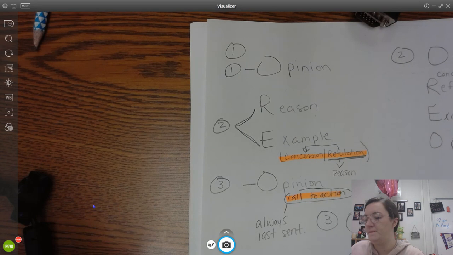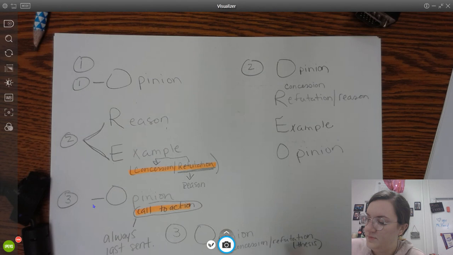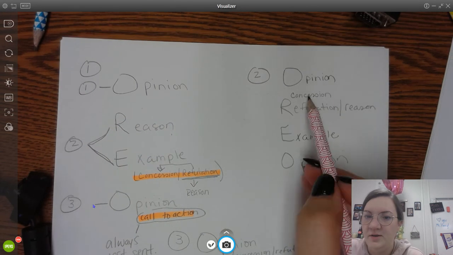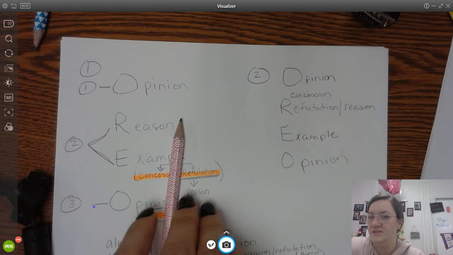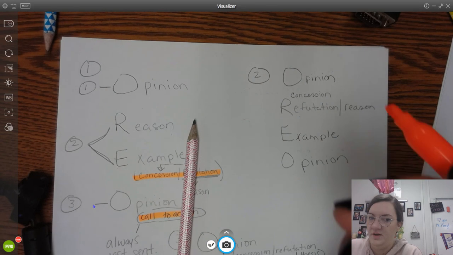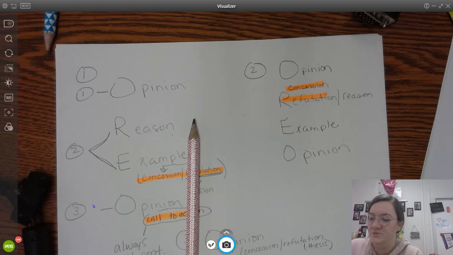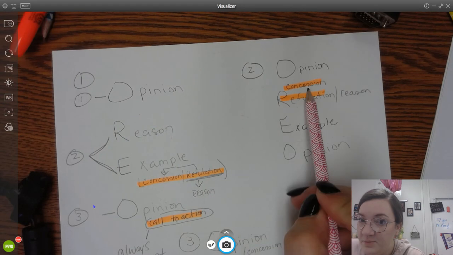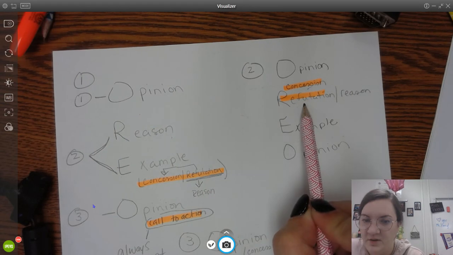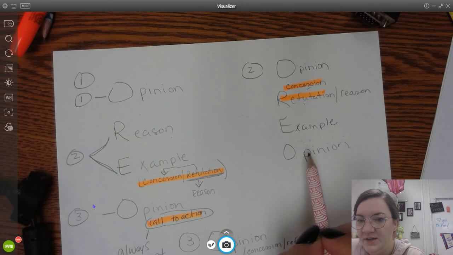You can also use your concession and refutation as the start of your body paragraph, right? You can say, here's my opinion. This is what other people are saying. This is why they're wrong. Here's an example to prove it. And here's my opinion.